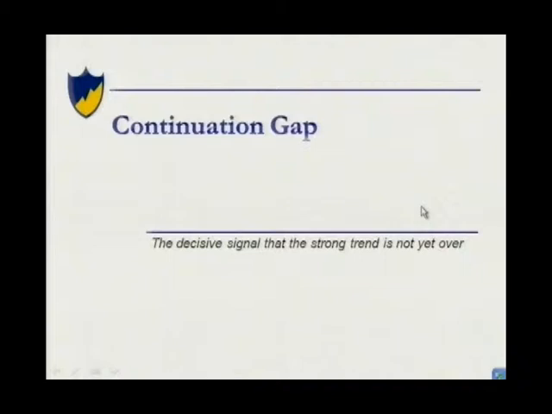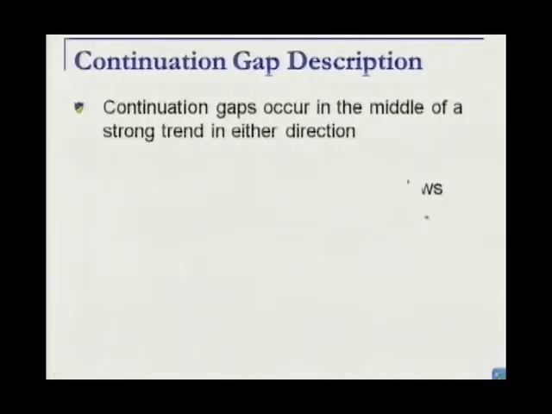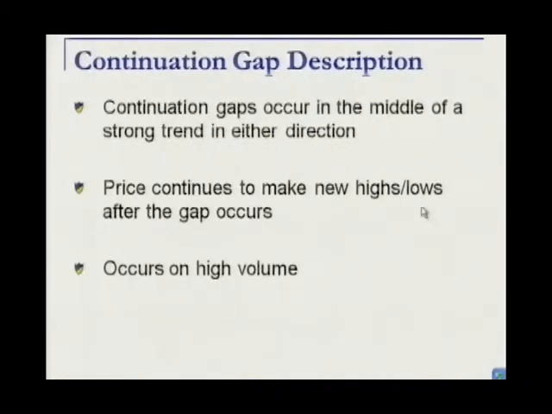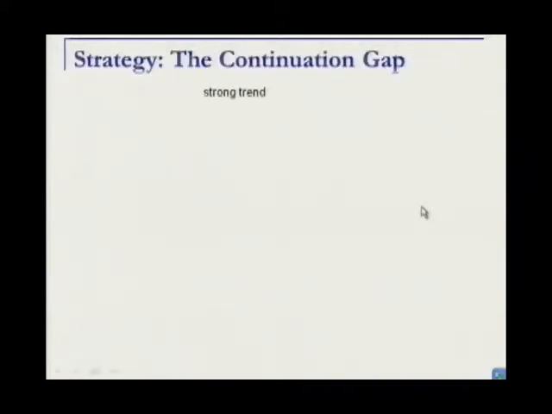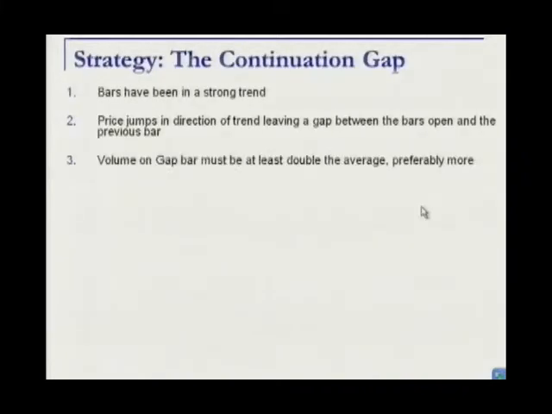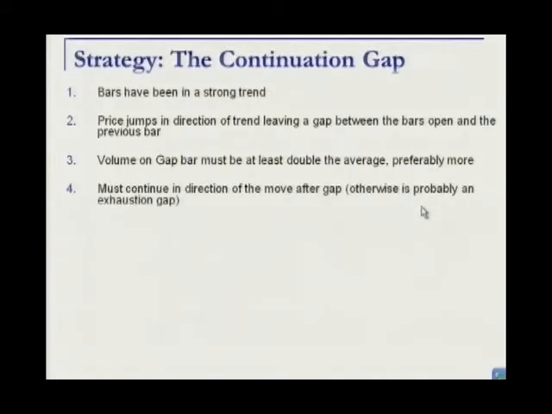A continuation gap tells us the trend is not yet over. It continues a trend in a particular direction, and often occurs on high volume. The strategy really is: the bars have been in a strong trend, the price jumps in the direction of that trend, and the volume on it must be at least double the average, preferably more. Otherwise, it would just be a common gap and we'd want to leave it alone.